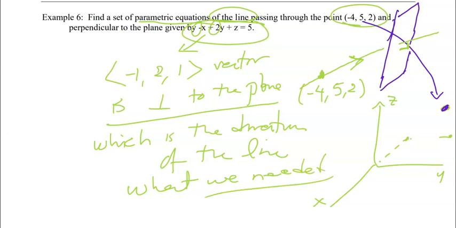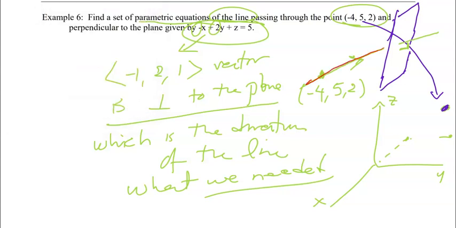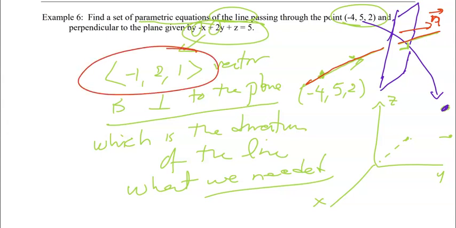Does it make sense? Remember, this is the line, and that is the vector n, which is perpendicular to the plane, right? And which is what we needed. So this is the vector perpendicular to the plane, which is the direction of the line. I have a point. Now you can figure out what the equation of the line is. All right, hope that helps. I'm going to come to the next video to do the rest of the problem.